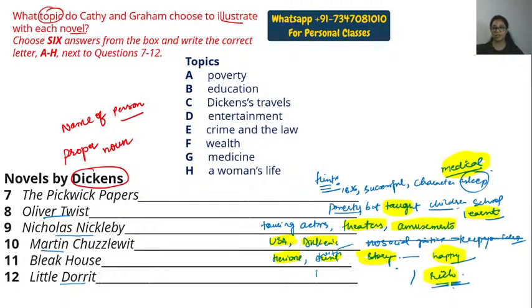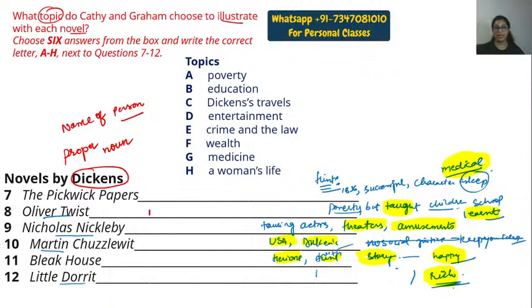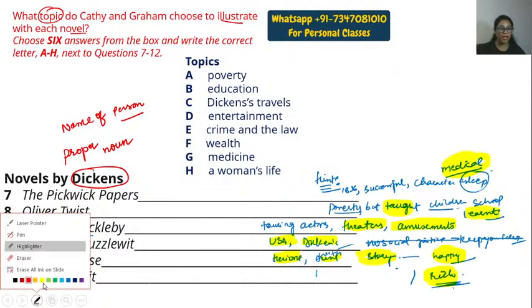Little Dorrit is rich, that is the hint. So I hope the answers are clearly okay. Answers are clear. So how are you going to find the answers? Let's quickly write down here.